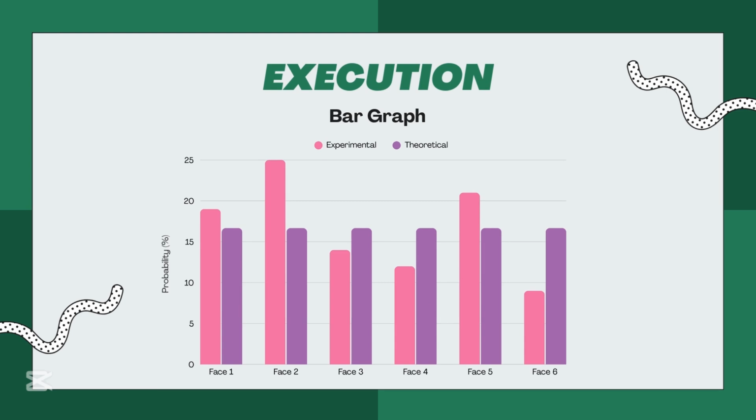The bar graph for the first run clearly illustrates the gap between experimental and theoretical probabilities. The theoretical value is shown as a constant line at 0.1667, while the experimental bars vary. Phases like 2 and 5 stand out above the line, while phase 6 falls significantly below it. This highlights the unpredictable nature of random events.